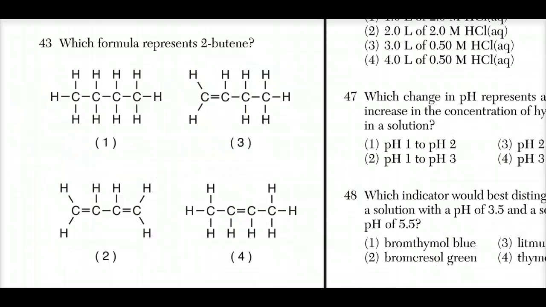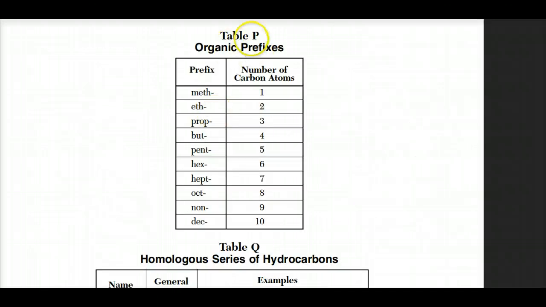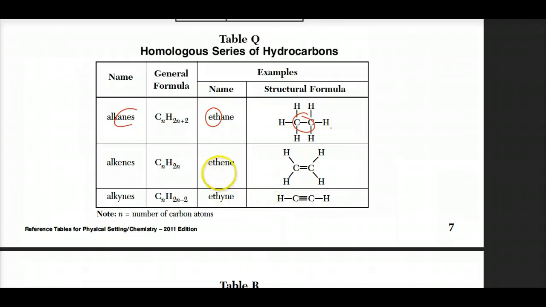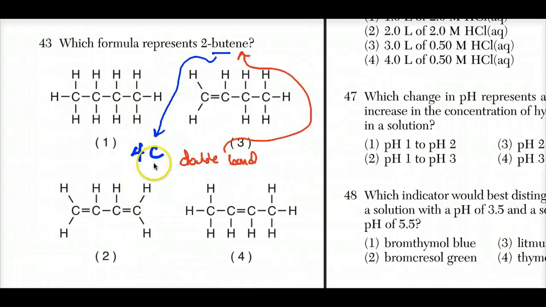43. Which formula represents 2-butene? From reference table P, the prefix for the number of carbons, but, is 4. And the ene from table Q tells me that it's a double-bonded hydrocarbon, with a double bond between carbons. So tables P and Q tell me but is a 4-carbon system and ene is a double bond.